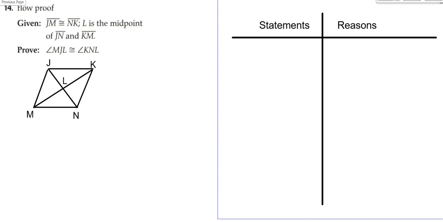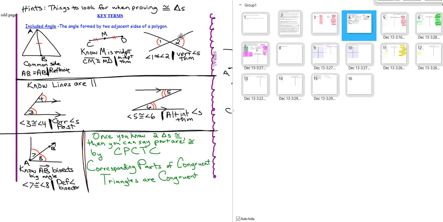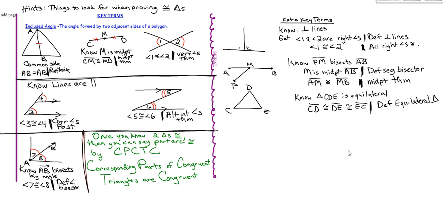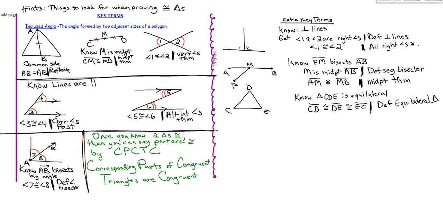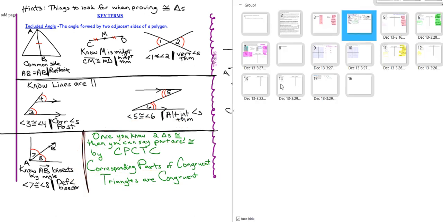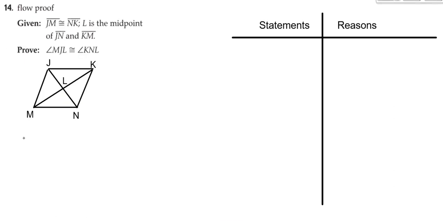I do have here, I think, the handout with things on it. And so what we're using here at the end is that CPCTC. Once we know that the 2 triangles are congruent, then we can say their parts are congruent by CPCTC. Corresponding parts of congruent triangles are congruent. So that's what we're going to use in this case. And so back to this problem, maybe it's this one. And so here's your strategy or your plan maybe as we go.